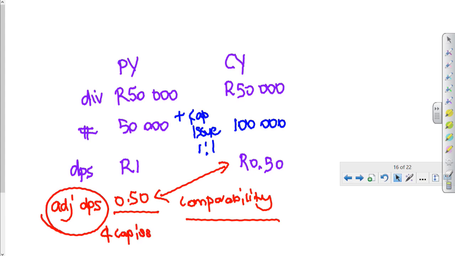And we will then say, if the cap issue had happened, because remember cap issues we don't get value for, isn't it? So if I did a cap issue, my profit's not going to increase. My dividend's not going to increase. If the cap issue had happened, the dividend would have been 50 cents. And so now it's comparable. And now the shareholder's not thinking that his dividend's halved. So there's an example.